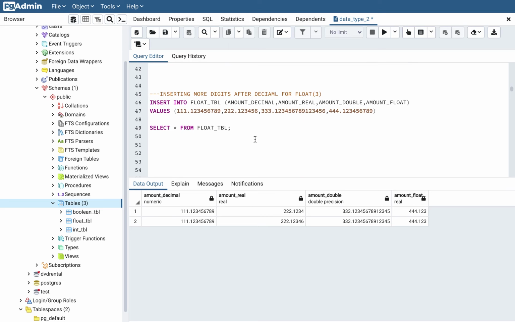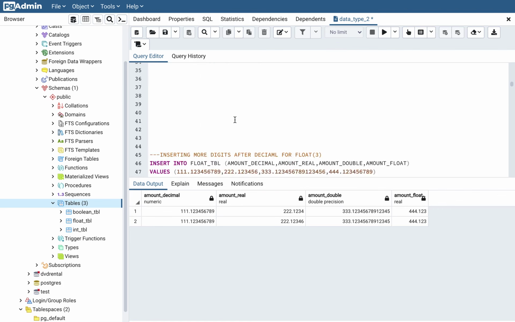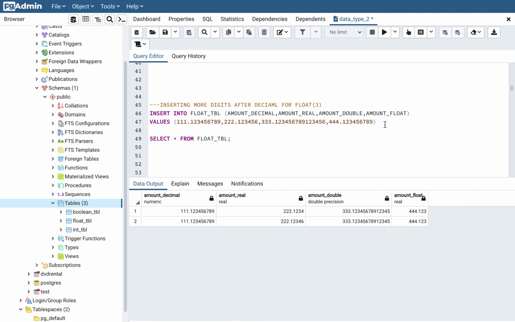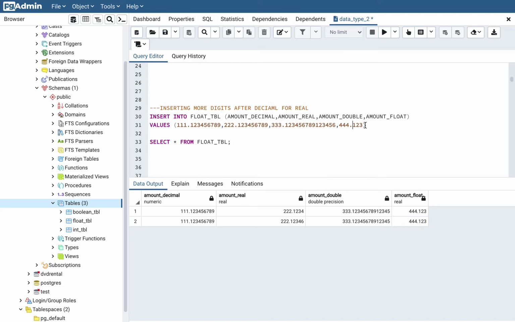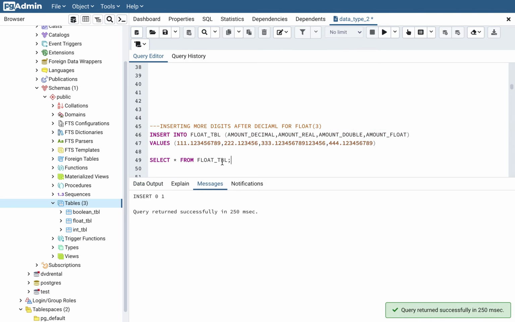In the next scenario, we are trying to insert more digits after the decimal for the float 3, because you remember we have created this table, and the amount float, we have created it as float 3, right? So now we are going to insert this value. So here you might notice that again I'm going to insert more than 3 digits. In the previous 2 examples I have inserted only 3 digits, but now I'm going to insert more than 3 digits. Now again let me execute this piece of code and let's see what the result is, right?